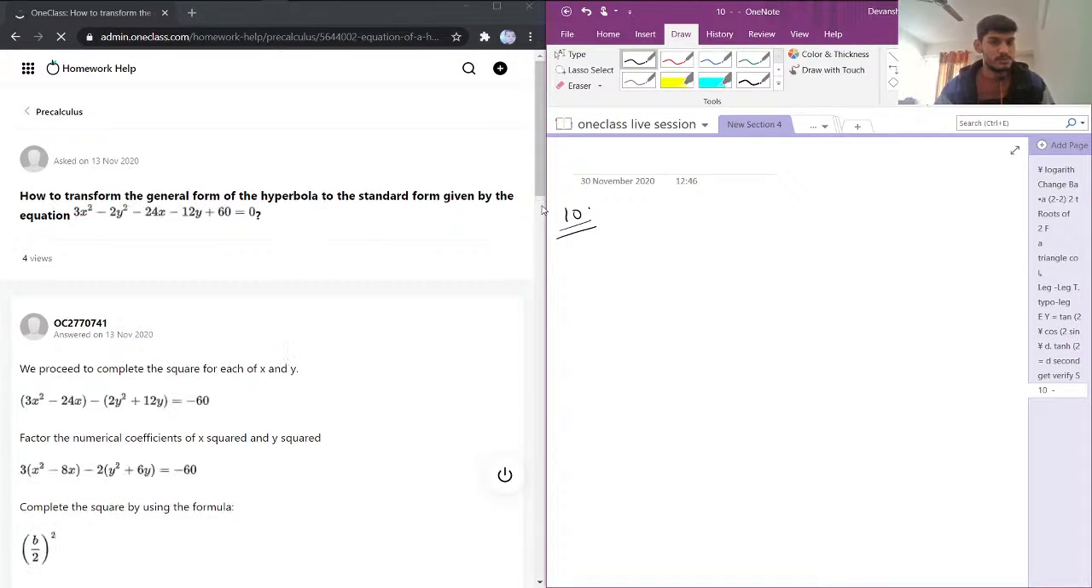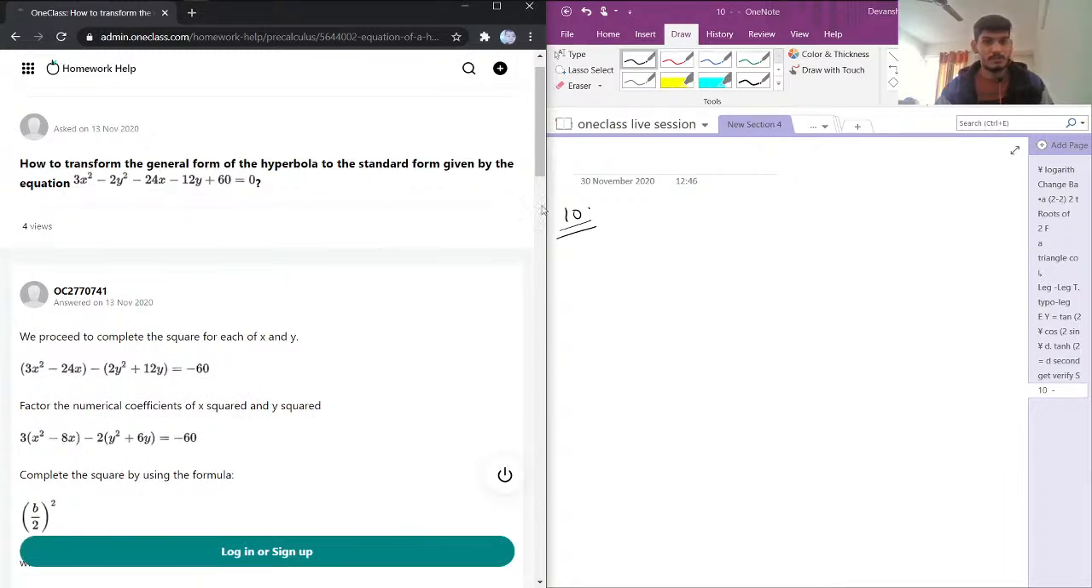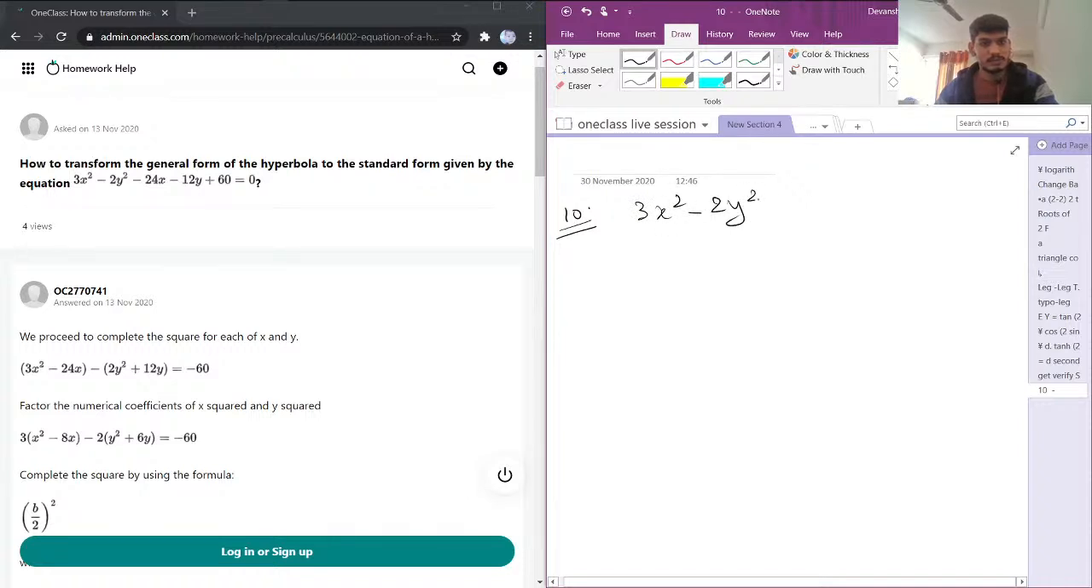So the question says: how to transform the general form of a hyperbola to the standard form, given by the equation 3x squared minus 2y squared minus 24x minus 12y plus 60 equals 0.